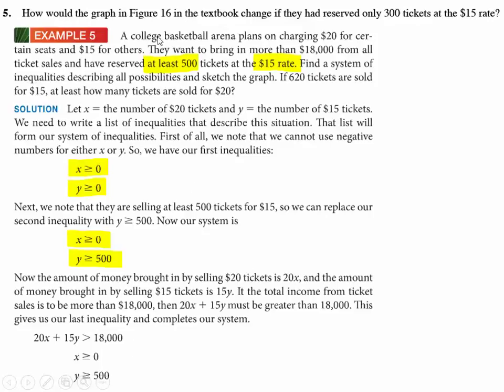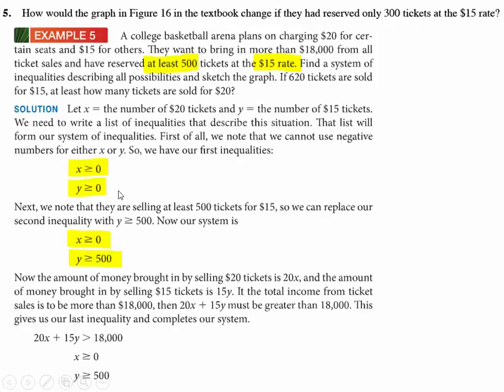So a college basketball team is going to charge $20 for certain seats and $15 for others. If we define a variable, first of all, we're going to have to define this. You can't sell negative seats. That doesn't make sense. There is a possibility of selling 0 tickets as well. So right away you have this little form: X is greater than or equal to 0, Y greater than or equal to 0. Those happen right away as you're thinking about it.